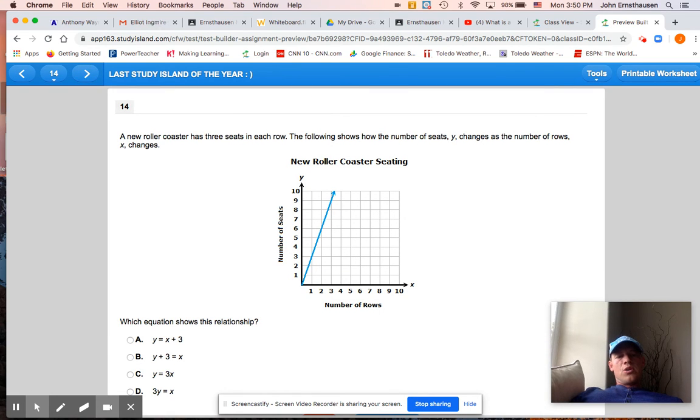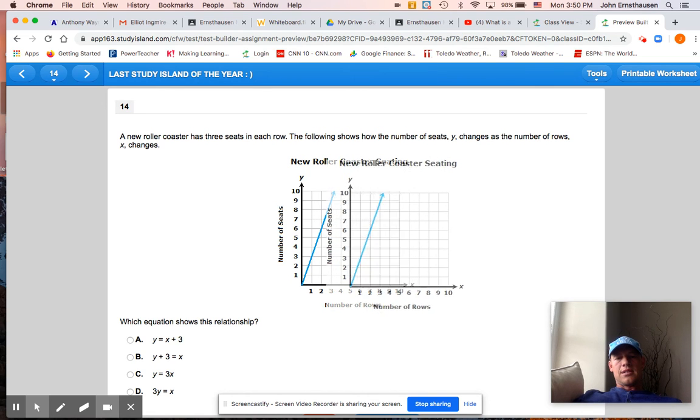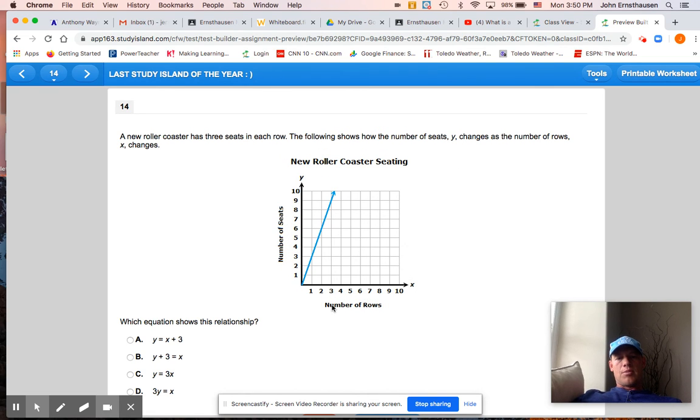Which equation shown is this relationship? So it shows a new roller coaster has 3 seats in each row. The following shows the number of seats y, as the number of rows x changes. So this is your x, sorry, right here where it says number of rows, and the y is the number of seats. So what is going on? The y is 3, the x is 1. The y is 6, the x is 2. Which one of these equations makes this one true?